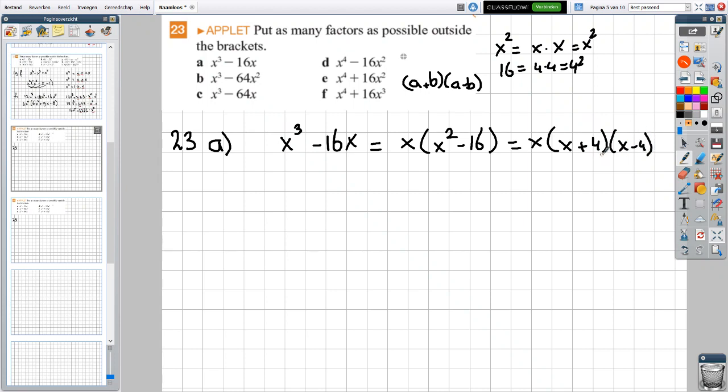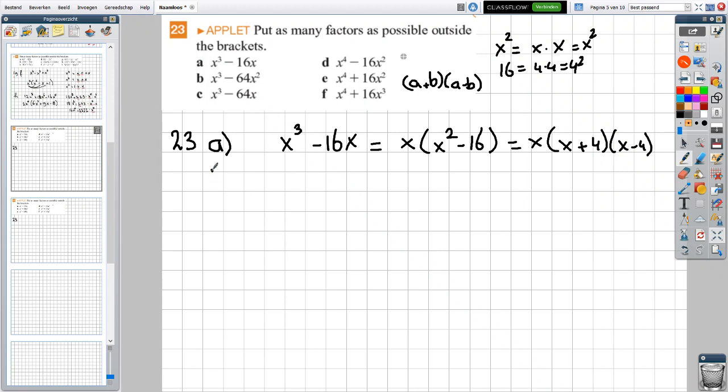Again, the book, for example, says x minus 4, x plus 4. That's exactly the same. Remember, multiplication is commutative. I can switch the terms, or the factors, around. 2 times 3 times 4 is the same as 2 times 4 times 3. So I can also say x plus 4, x minus 4, or x minus 4, x plus 4, as long as one of them is positive 4 and the other one is negative 4.